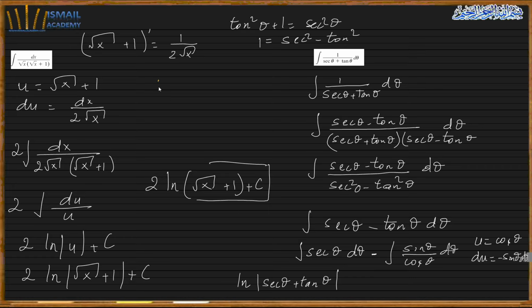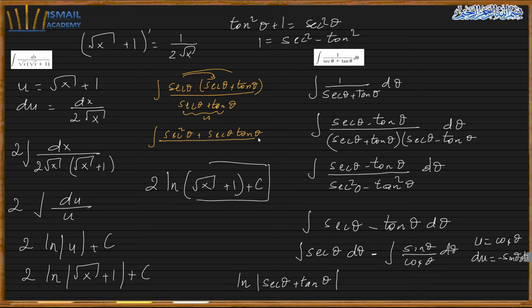So here, I will have the integral of secant theta times secant theta plus tangent theta over secant theta plus tangent theta. This will be your u. So if I distribute here, I will have secant square theta plus secant theta tan theta, and this will be secant theta plus tan theta. If I take the derivative of tangent, it will give me secant square.